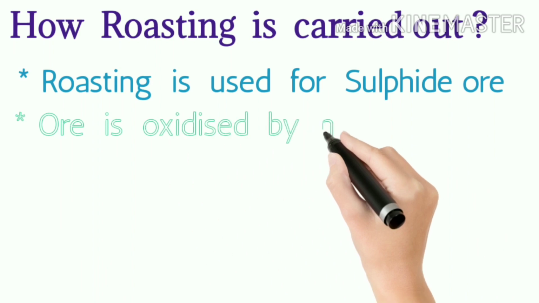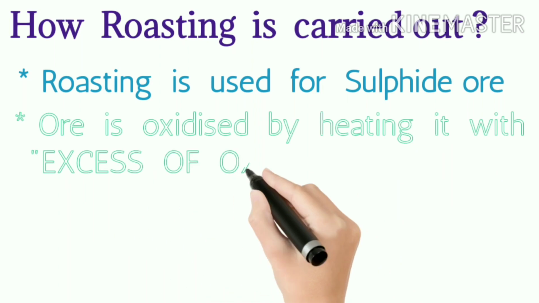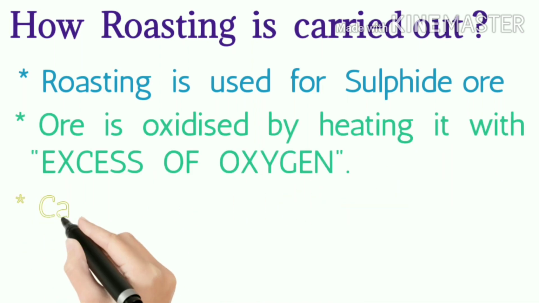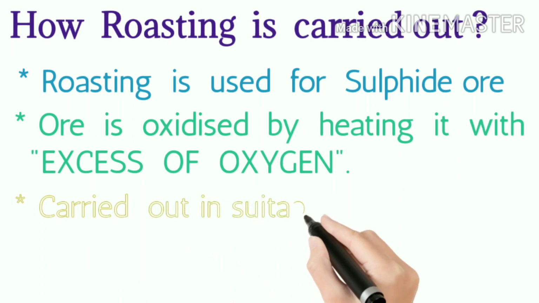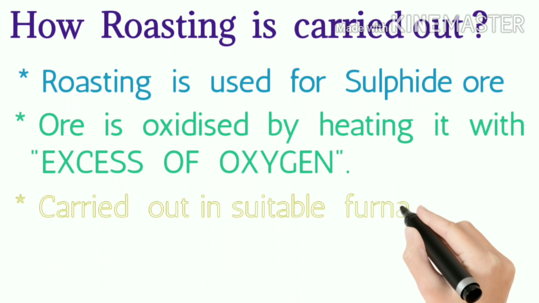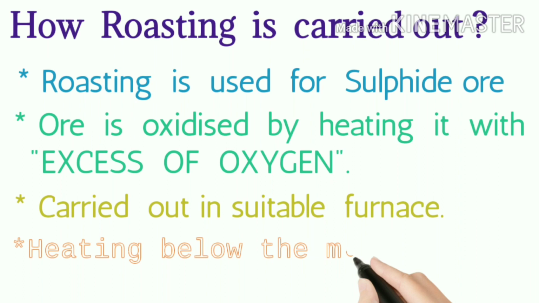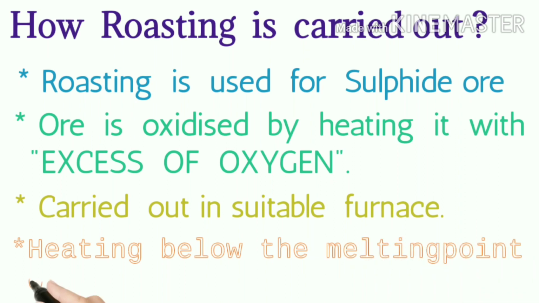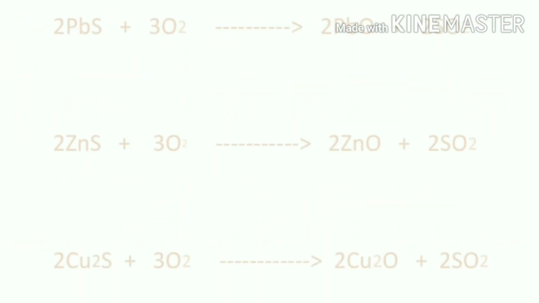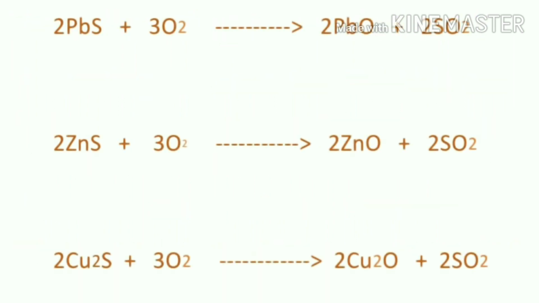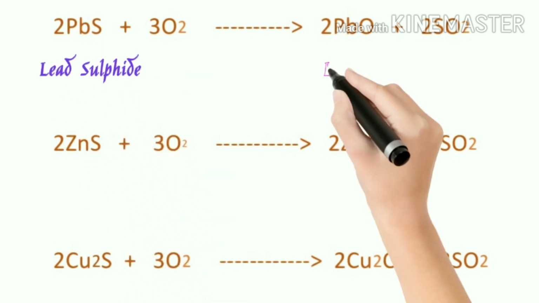So the ore should be oxidized by heating it with an excess of oxygen. Point out this one, excess of oxygen we have to give for this reaction to carry out. The next thing is, it should be carried out in a suitable furnace. So high temperature, that is the furnace, the temperature we are using here, so we have to carry it out in the furnace, and this should be heated below the melting point of the metal. Otherwise the metal, that is the ore, will be decomposed, so it should be carried out below its melting point. This is the important point for the roasting.